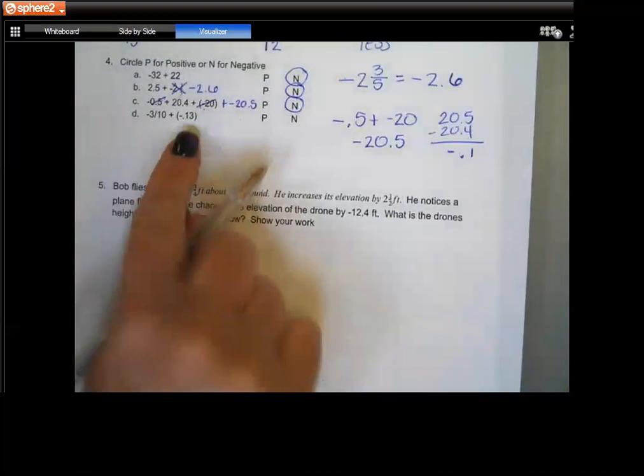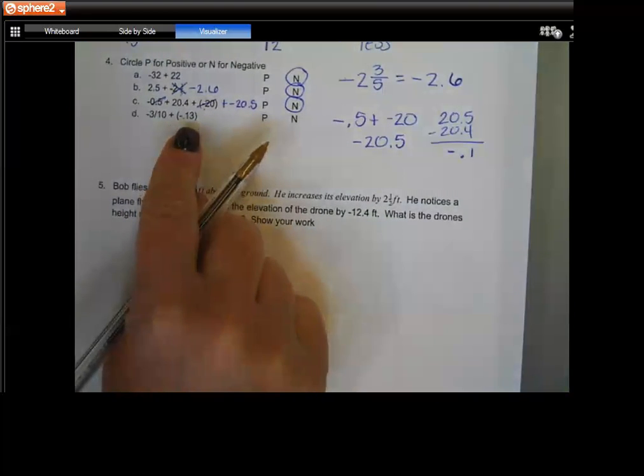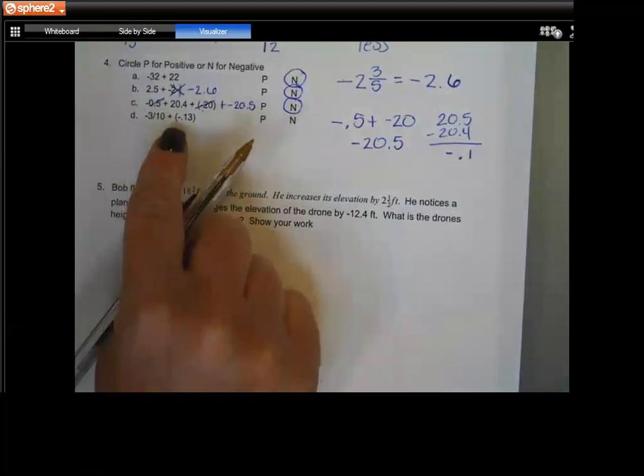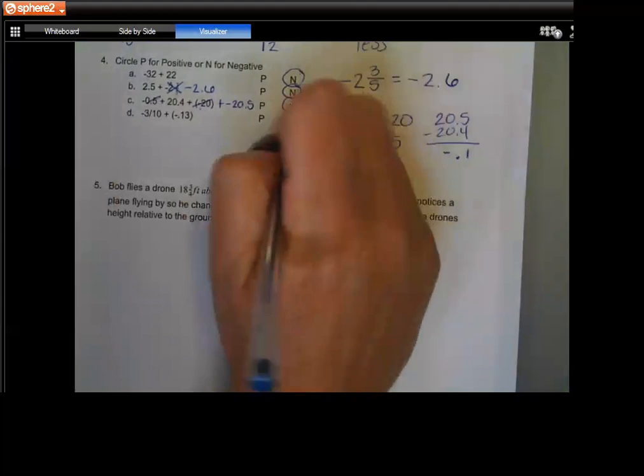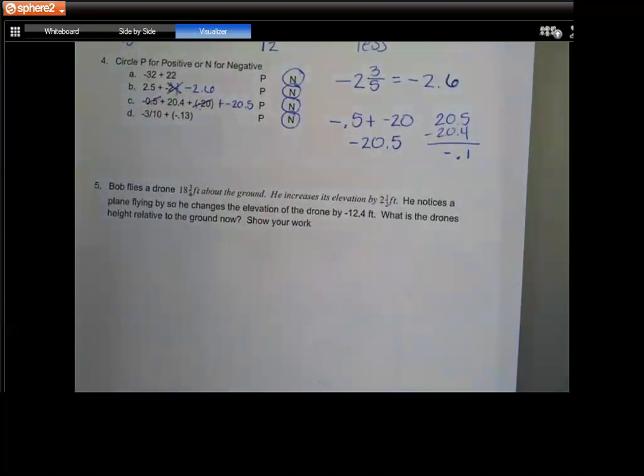So my answer again is a negative. And D, guess what? All right, these are both negative. We know no matter what, when you add two negative numbers together, you're still gonna get a negative, all right?